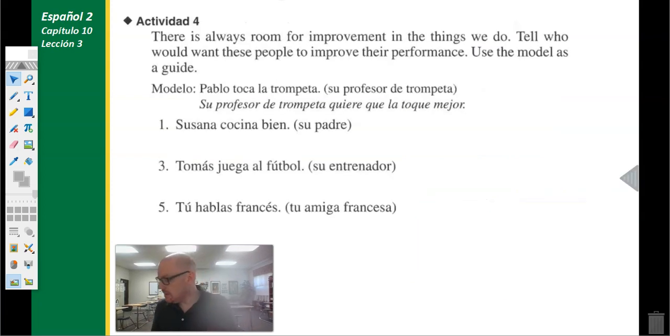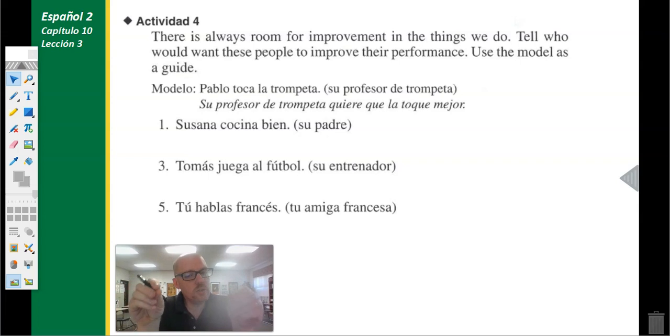Actividad 4. Actividad 4 está en página 277. There's always room for improvement in the things we do. Tell who would want these people to improve their performance. Use the model as a guide. So let's look at the modelo. Pablo toca la trompeta. Pablo plays the trumpet.